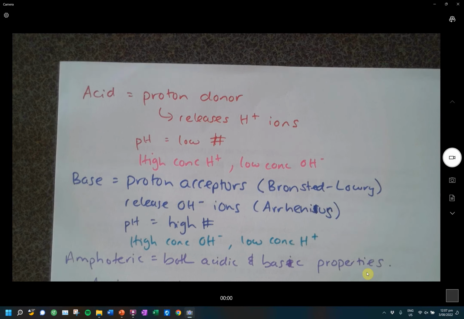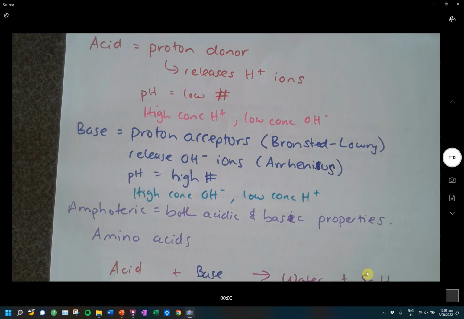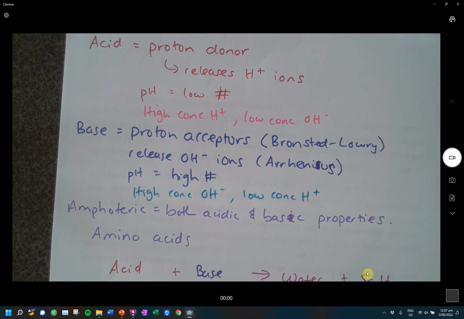We also talked about amphoteric molecules, which have both acidic and basic properties. A good example of that is amino acids or water. They can be both proton acceptors and proton donors. So you do see that in a couple of places.